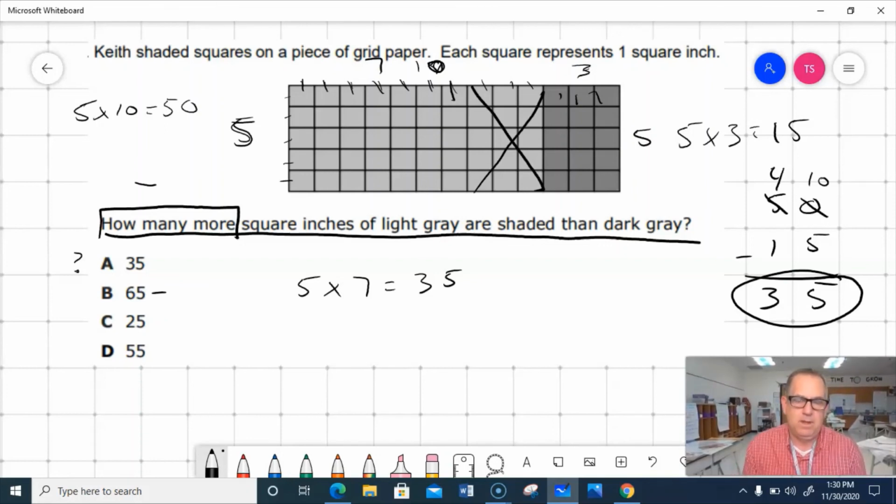65. How do you think they came up with the answer 65 as an answer choice? Yeah, that's correct. If you took the area of the entire shape, which is 5 by 13, because 10 plus 3 would be 13. 5 times 13 is 65. We could skip count by 5s up to that. The other answer choices are probably just computational errors. But A is a correct answer. There are 35 more light gray than dark gray.